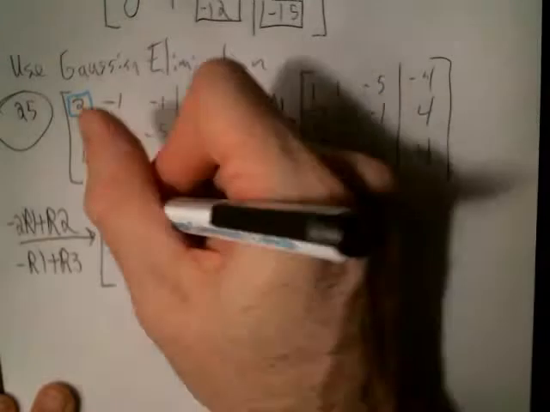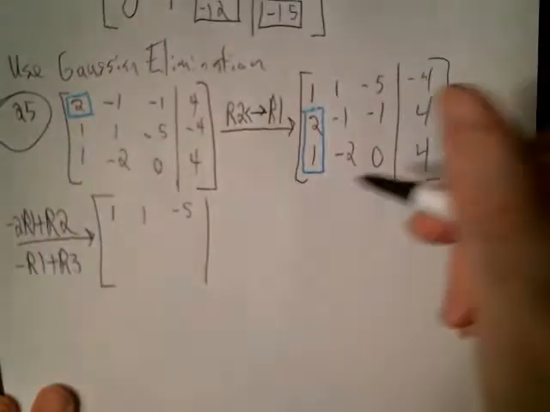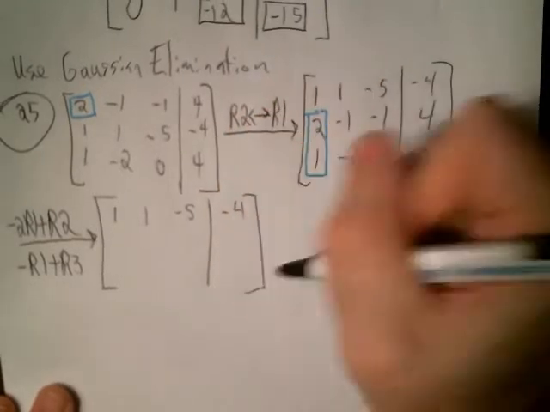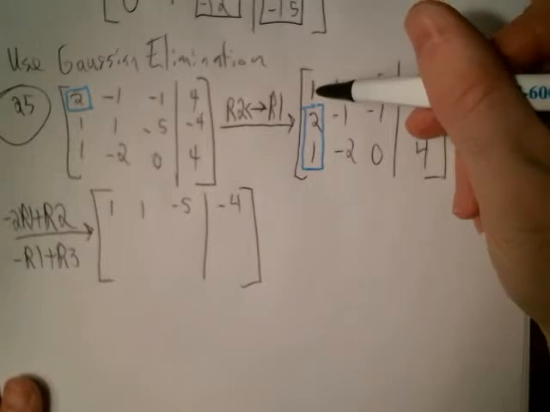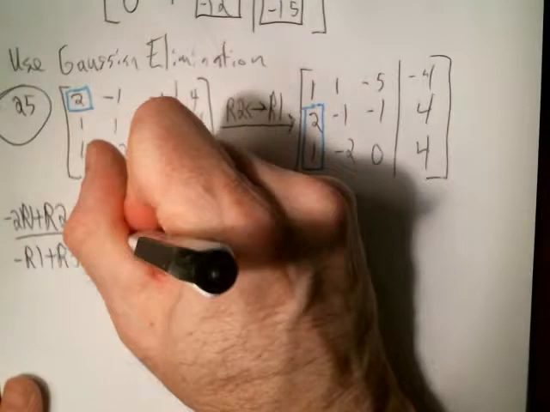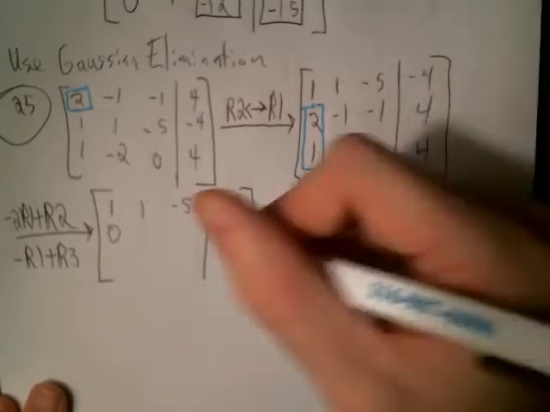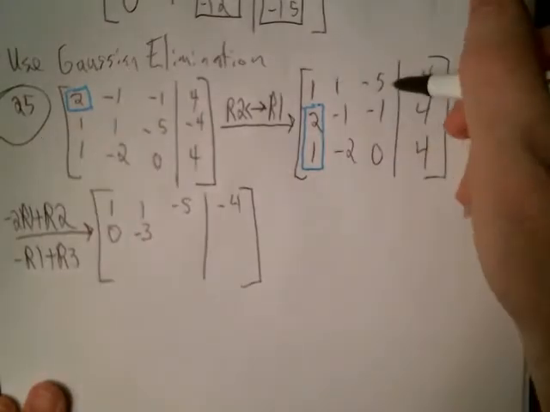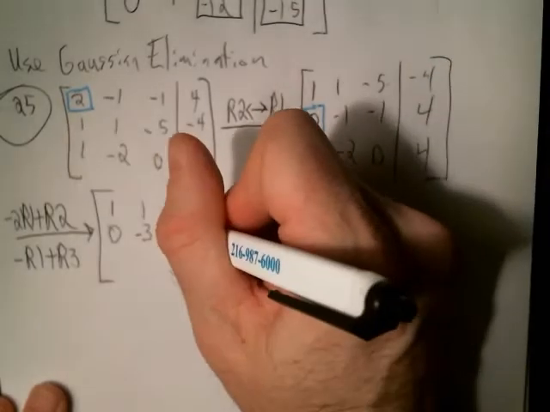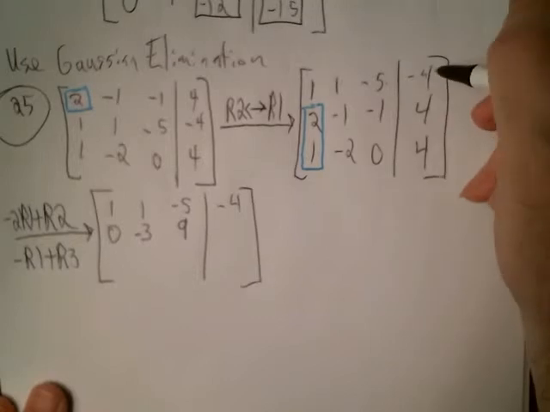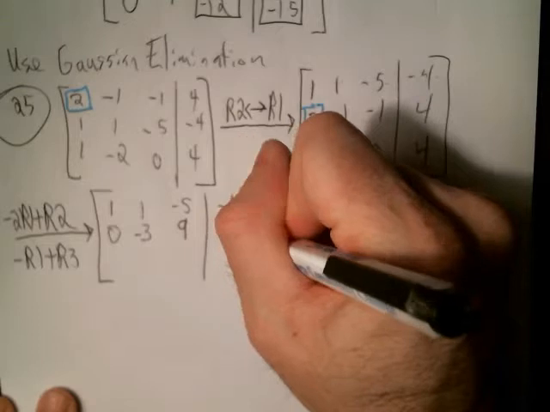Okay, so row 1 is unchanged, 1, 1, negative 5, and then negative 4. Row 2 then, negative 2 times 1 is negative 2, negative 2 plus 2 is 0. Negative 2 times 1 is negative 2, negative 2 plus negative 1 is negative 3. Negative 2 times negative 5 is 10. 10 plus negative 1 is 9. Negative 2 times negative 4 is positive 8. 8 plus 4 is 12.